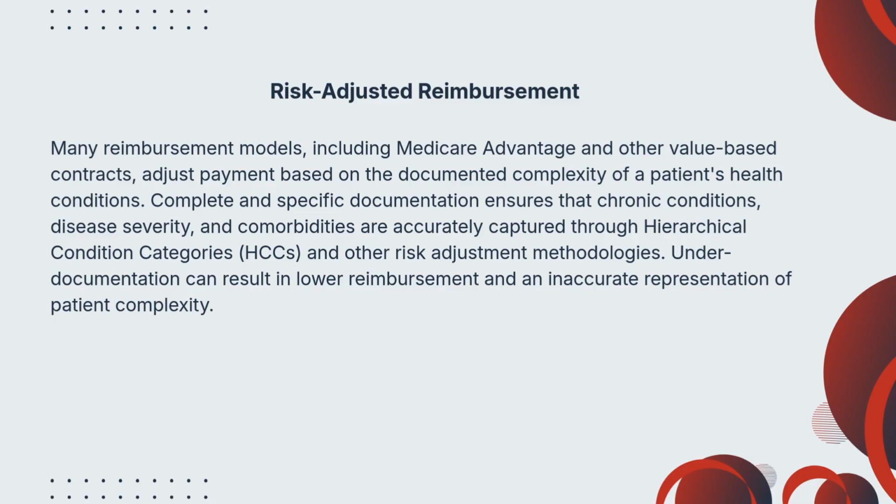Risk-adjusted reimbursement. Many reimbursement models, including Medicare Advantage and other value-based contracts, adjust payment based on the documented complexity of a patient's health conditions. Complete and specific documentation ensures that chronic conditions, disease severity, and comorbidities are accurately captured through hierarchical condition categories, HCCs, and other risk adjustment methodologies. Underdocumentation can result in lower reimbursement and an inaccurate representation of patient complexity.